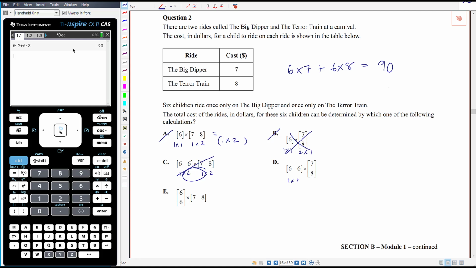This is a 1 by 2 times a 2 by 1, which will give a 1 by 1 matrix, and it is possible. And this is a 2 by 1 times a 1 by 2, so it's possible, but it's going to give a 2 by 2 matrix, so that's not what we want either. Okay, so actually process of elimination in terms of finding a matrix multiplication that will just give one number, it has to be D. Okay, and again, you can have a look at the calculation here. Rows times columns would give us 6 times 7 plus 6 times 8, which would indeed be 90. You can get your CAS to check the calculation for you if you want, but option D will be the correct answer there.